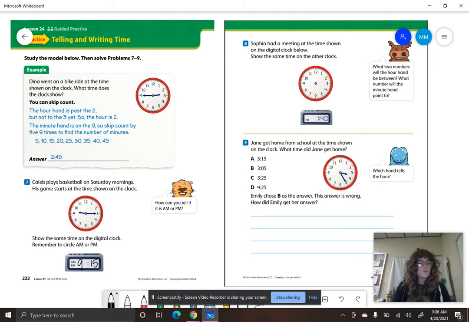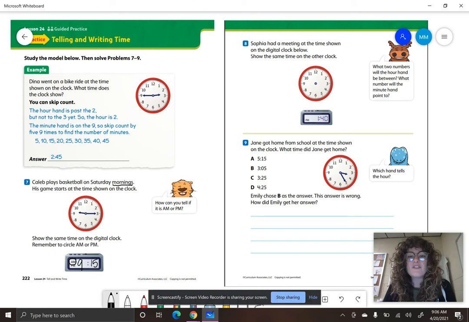Let's look back at the word problem to see if it tells us when he was playing basketball. Caleb plays basketball on Saturday mornings. Ooh, so are you going to circle AM or PM, Smarties? Go ahead and circle the correct one. AM. If he is playing on Saturday mornings, he plays at 9:15 a.m.